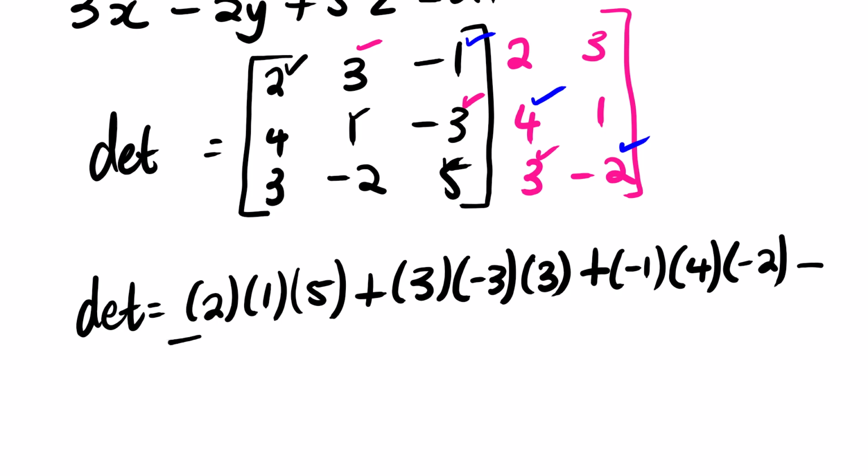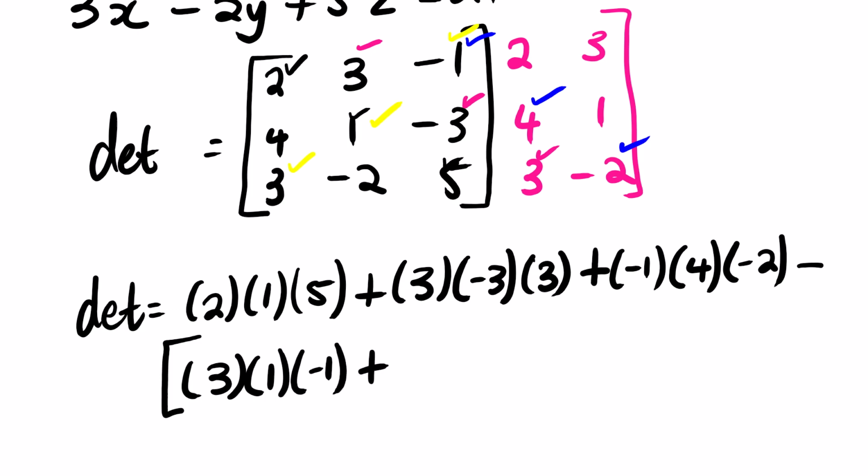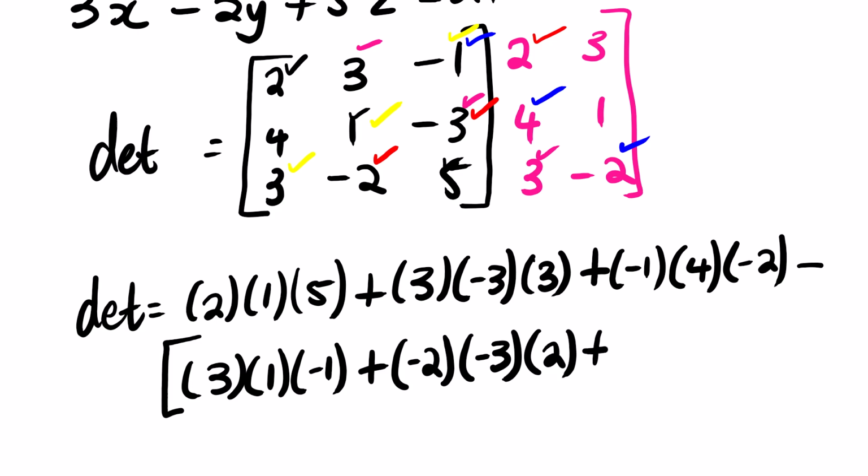Minus, we have 3 multiplied by 1 multiplied by negative 1, plus negative 2 multiplied by negative 3 multiplied by 2, plus we have 5 multiplied by 4 multiplied by 3.